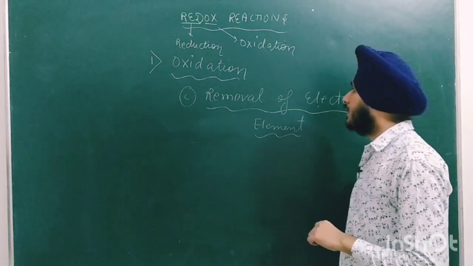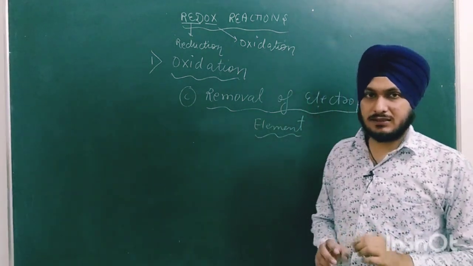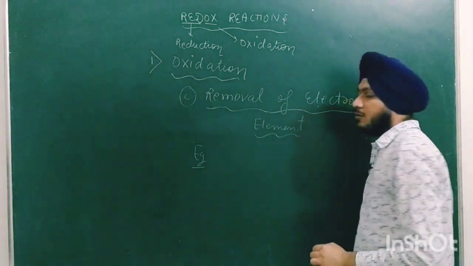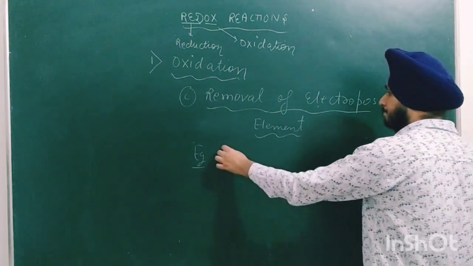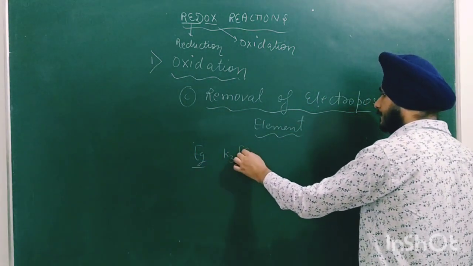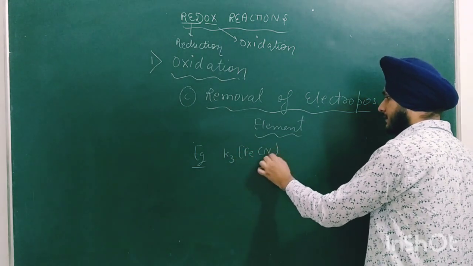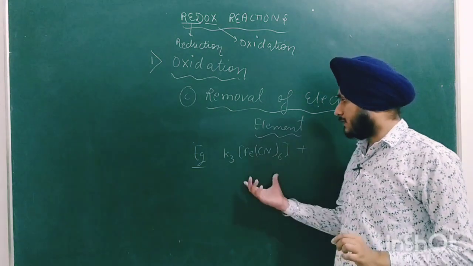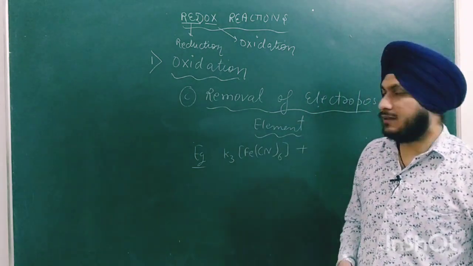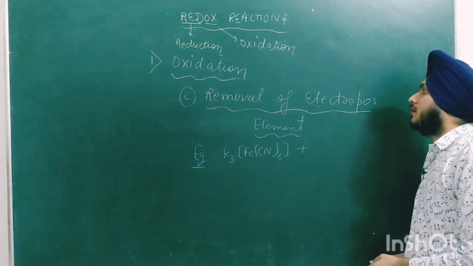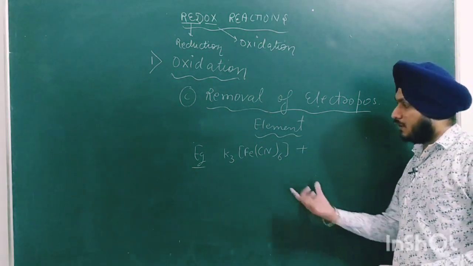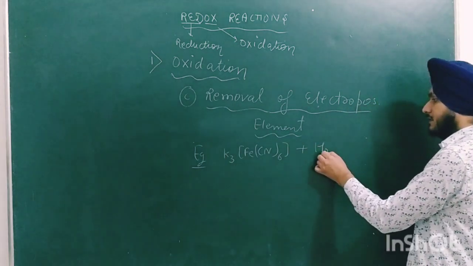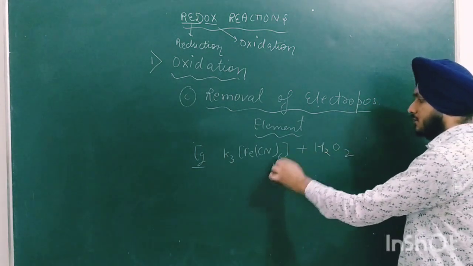Now this is also considered oxidation, and the best example is a complex compound, K3[Fe(CN)6]. I always use this example for removal of an electropositive element. I always give this example: the reaction of this compound with H2O2.